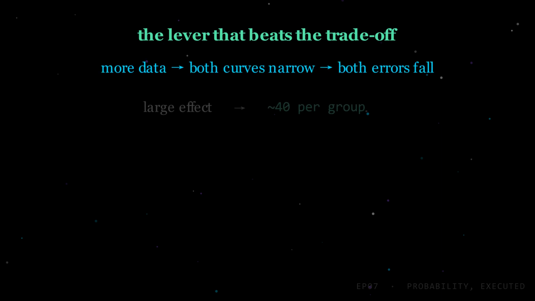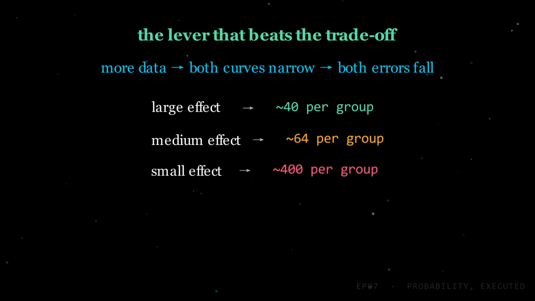And here's the lever that beats the trade-off. Increase your sample size, and both curves get narrower, so they overlap less, so both error rates fall together. Detecting a large effect might need 40 samples per group. A medium effect needs about 64. A small effect needs closer to 400. That relationship is why underpowered studies are so common. People choose a sample size that feels reasonable, not one that could actually detect the effect they're looking for.